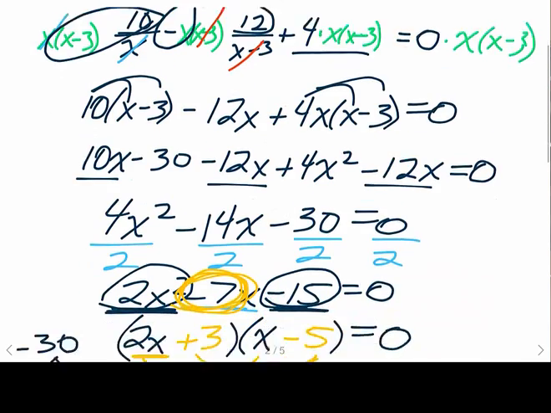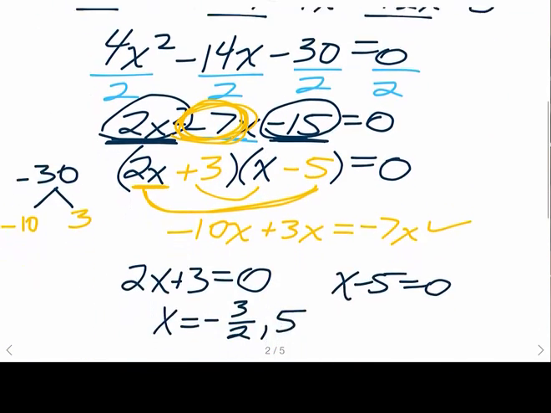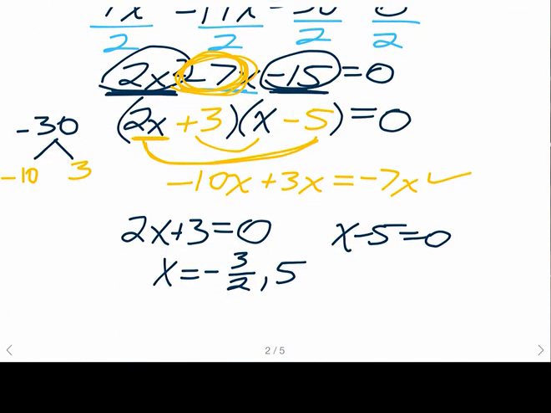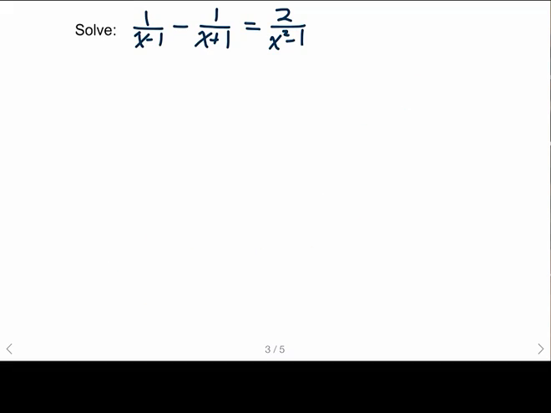Scrolling back down, looking at our answers, we had negative 3 halves and 5. Neither of those is 0 or 3, and so I'm confident saying that those two are the solutions to this equation. Next, we're going to solve 1 over x minus 1 minus 1 over x plus 1 is equal to 2 over x squared minus 1.